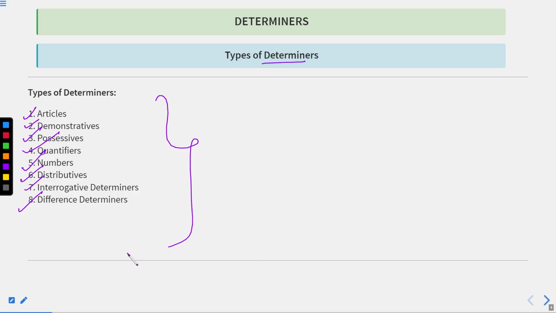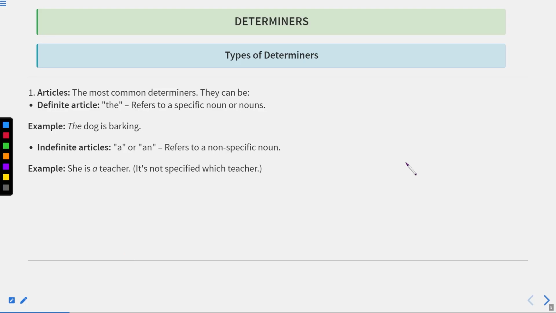Now let us discuss each and every determiner one by one, and after that we'll discuss each determiner in detail later on. So first we'll discuss types of determiners one by one, but we'll have a brief look over them. First of all, we have articles. The most common determiners can be a definite article, that is the, which refers to a specific noun or nouns. For example, the dog is barking.